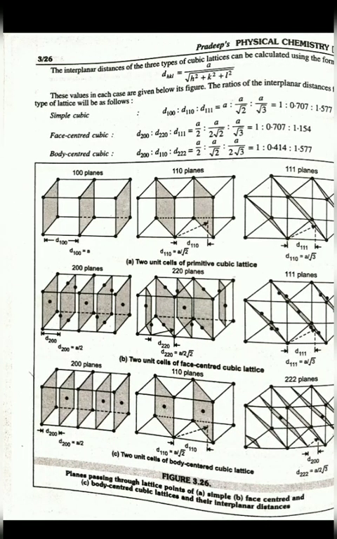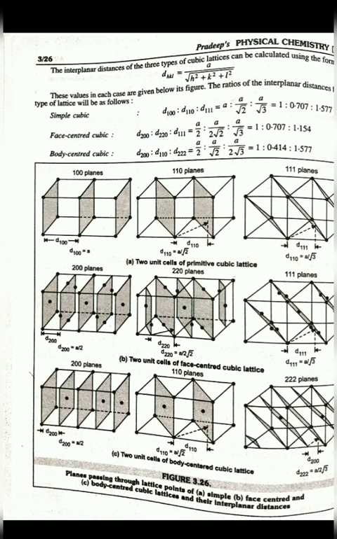The interplanar distance of the three types of cubic lattices can be calculated using the formula d hkl is equal to a upon root h square plus k square plus l square. These values in each case are given below its figure. The ratios of the interplanar distances for each type of lattice will be as follows. Simple cubic: d100 ratio d110 ratio d111 is equal to a ratio a upon root 2 ratio a upon root 3, which is equal to 1 ratio 0.707 ratio 0.577.